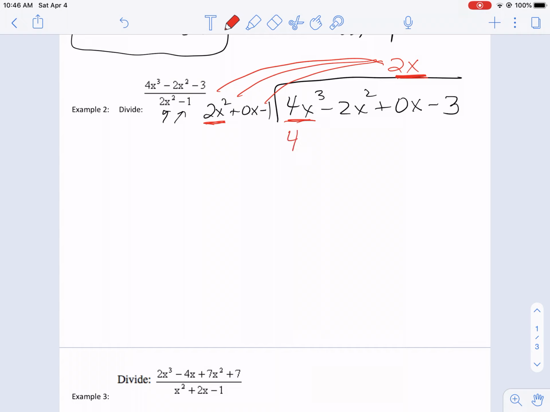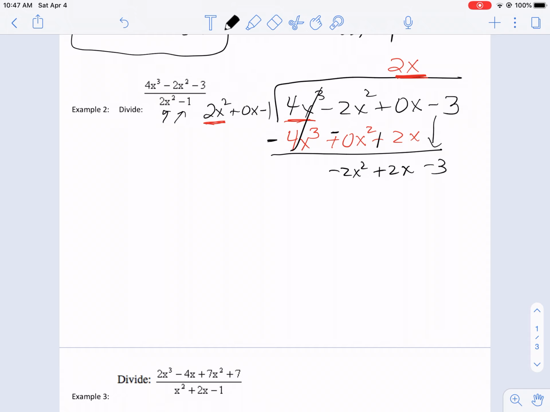Distribute. Get 4x cubed plus 0x squareds minus 2x. Subtraction step, change all the signs. 4x cubes cancel like they're supposed to. I get negative 2x squared and a positive 2x. Bring down your negative 3. Do it all over again.